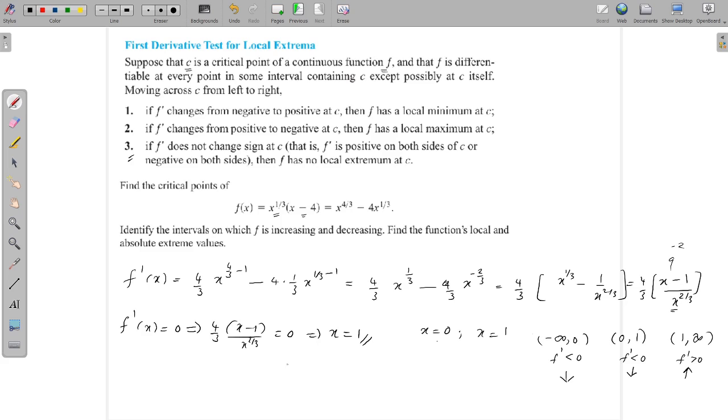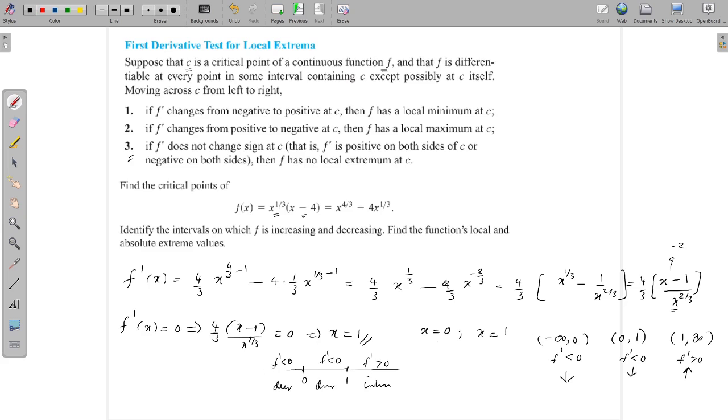Now we can divide our interval as 3 parts. This is 0 and this is 1. Now we have these intervals. Now we can say that here we have f dash is less than 0. Here we have greater than 0. Sorry, here f dash is again less than 0, and here we have f dash greater than 0. So here is decreasing and decreasing, here we have increasing.